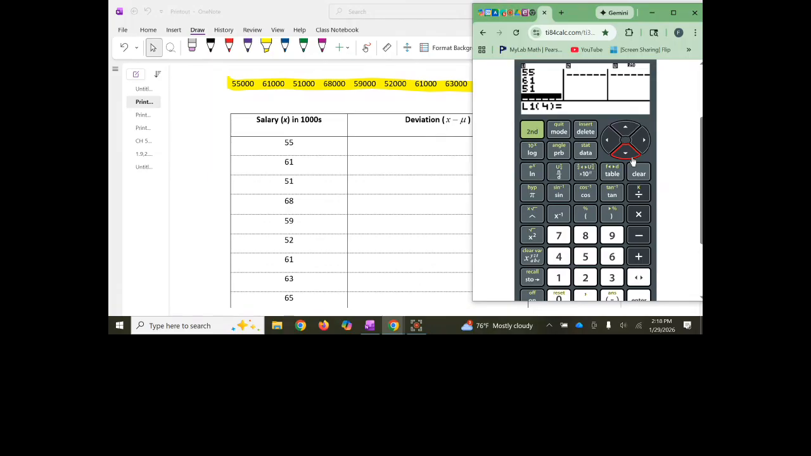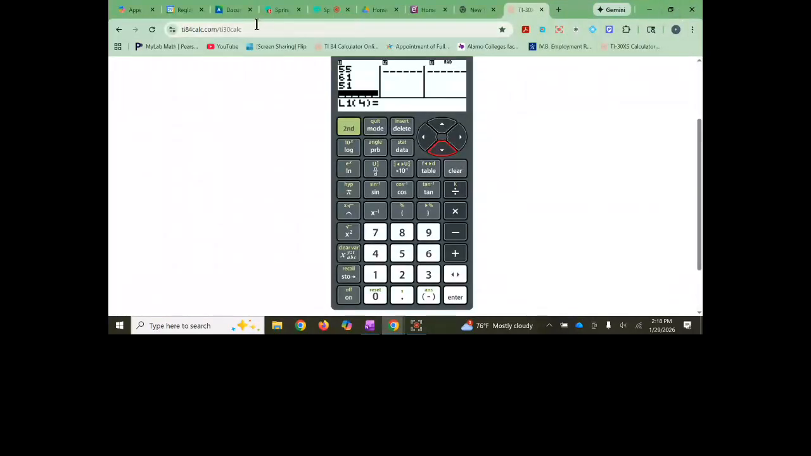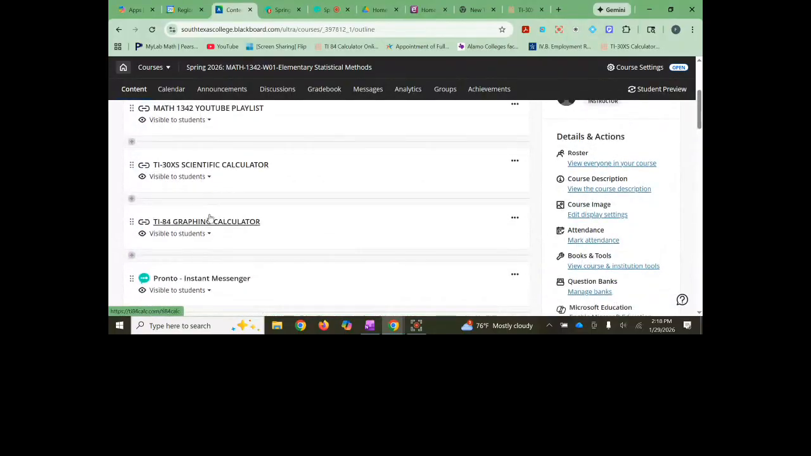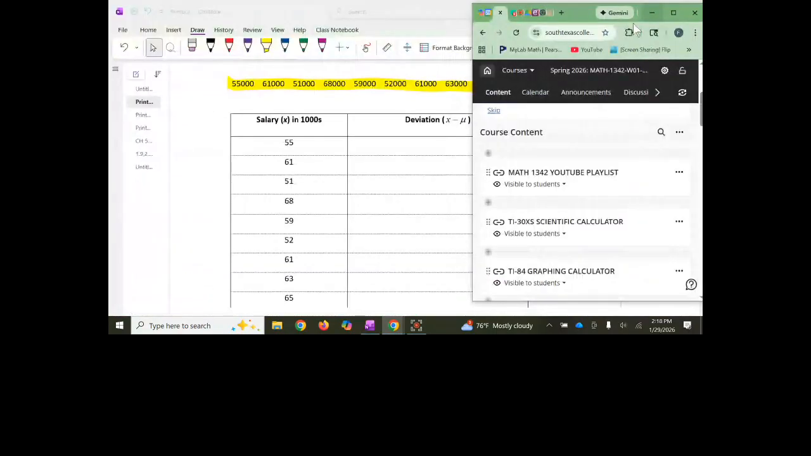So again, you can open up your computer. If you're going to use your computer and log into Blackboard, I put links to both the scientific and the graphing calculator up here. So you'll have access to both of those, okay?